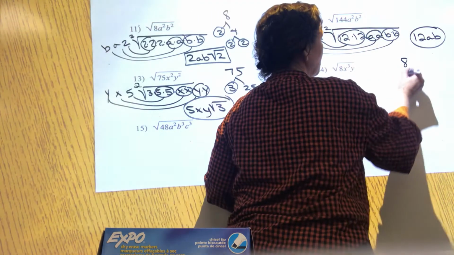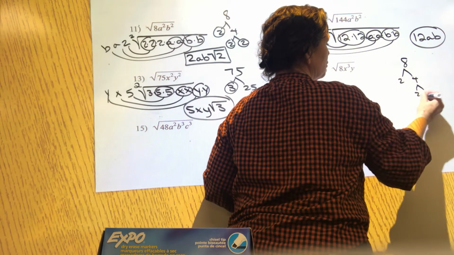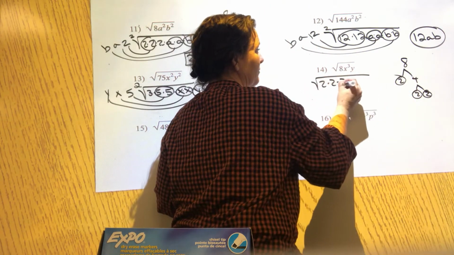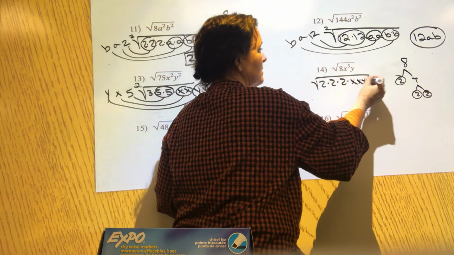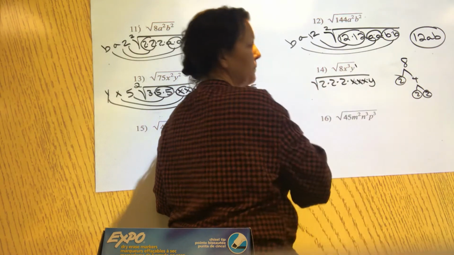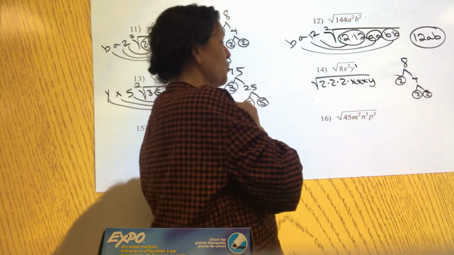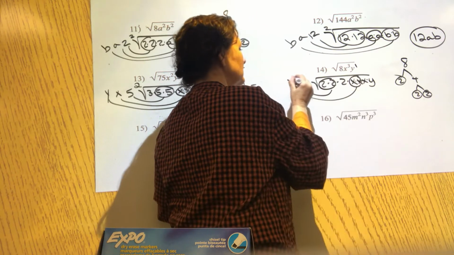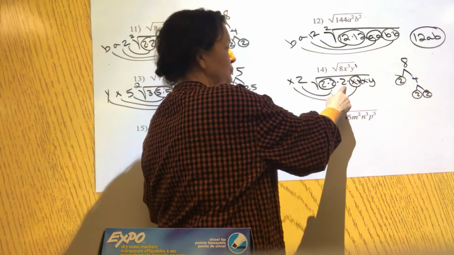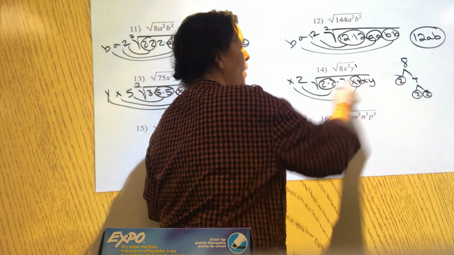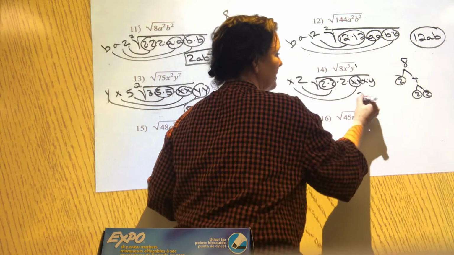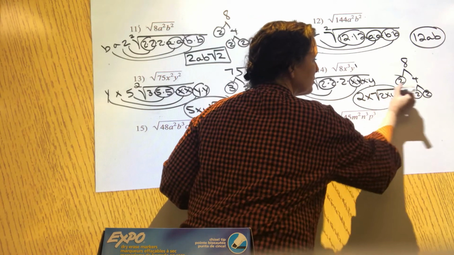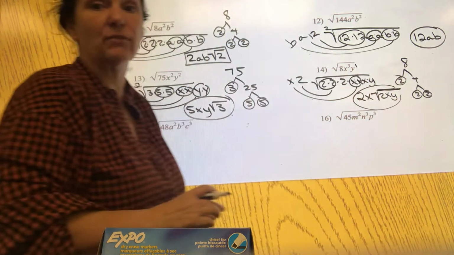8. At this point, I think we should have this memorized. 8 is 2, 2, 2. After a while, you do start memorizing these because they're just in everything. We have 3 X's and we have a single Y. Remember, if we don't see a little power on it, we know it's a 1. So we have a set, and that's it. 2 had no partner, X had no partner, and Y had no partner. So we have 2X on the outside, and we have 2XY on the inside. Make sure the top of that radical is nice and long to cover everybody.